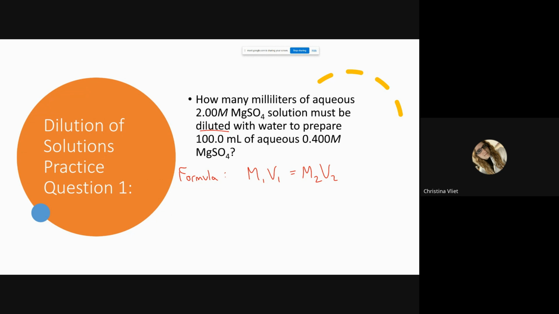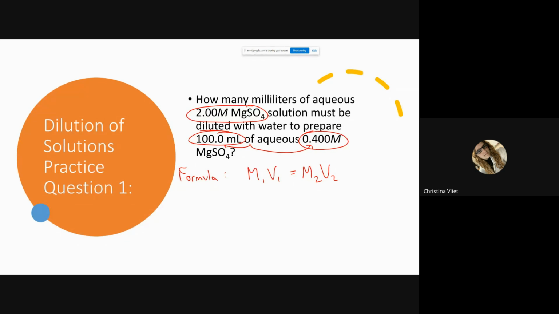What is the other way I could figure it out if I didn't get it from reading comprehension? Look at the numbers. Underline them or circle them. You've got 2 molarity MgSO4. You've got 100 milliliters of, and "of" is a linking word, 0.4 molarity MgSO4. You have 2 different concentrations, meaning you're taking a more concentrated solution and making it less concentrated. That's the process. So if 2 concentrations are given to you, or 2 volumes are given to you, that tells you you're definitely using the formula.